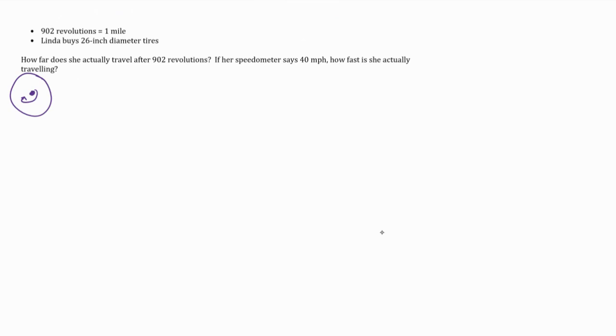So she's got 26-inch diameter tires. So that's 26 pi inches is equal to 1 rotation. 26 pi inches is 1 rotation. And she is traveling at 902 rotations. So let's figure out how far this actually is. It's going to be 26 pi inches times 902 rotations.